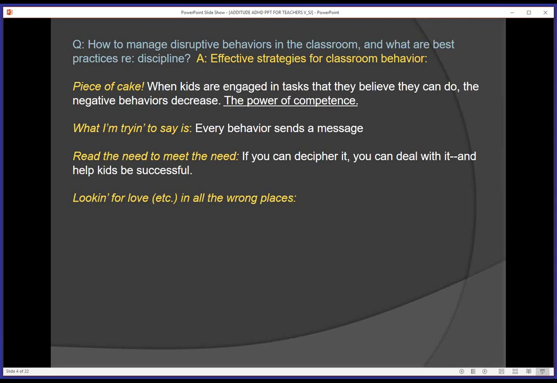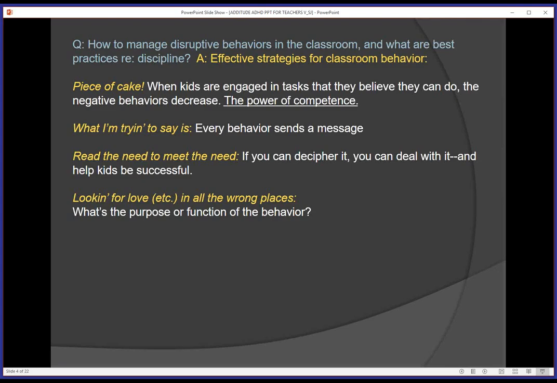If you look at the motivation for their behavior, here the yellow text you see on your screen says looking for love in all the wrong places. It's really about attention. What's the purpose or function of the behavior? It may be looking for love, but I think usually it's either looking for attention or recognition or looking for ways to reduce the stimulation of the activity.